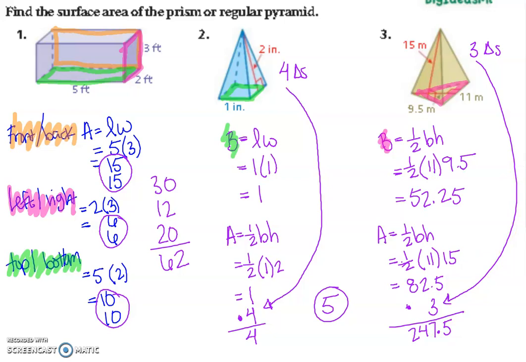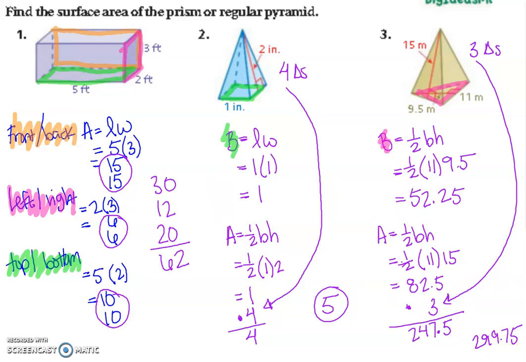Now we've got the 2 parts. We've got 52.25 and 247.5. We just need to add them together. And I got 299.75 if I add them up.